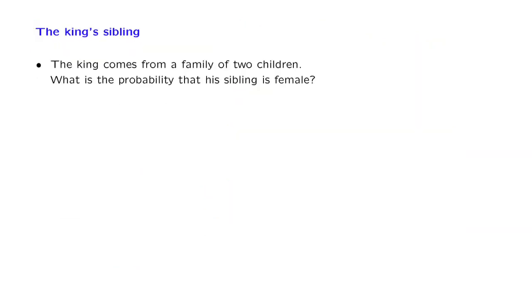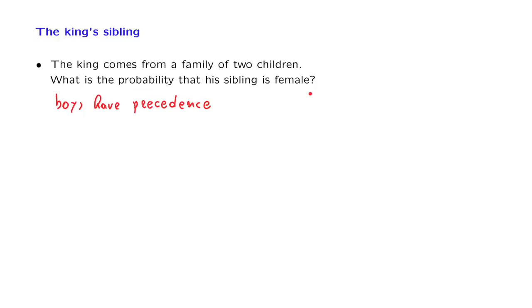Let us now conclude with a fun problem, which is also a little bit of a puzzle. We are told that the king comes from a family of 2 children. What is the probability that his sibling is female? Well, the problem is too loosely stated, so we need to start by making some assumptions. First, let us assume that we are dealing with an anachronistic kingdom where boys have precedence. In other words, if the royal family has 2 children, one of which is a boy and one is a girl, it is always the boy who becomes king, even if the girl was born first.